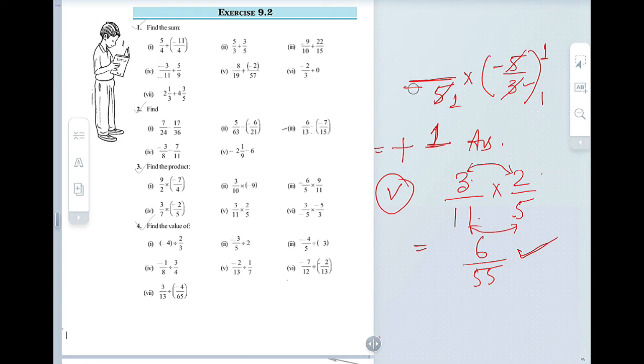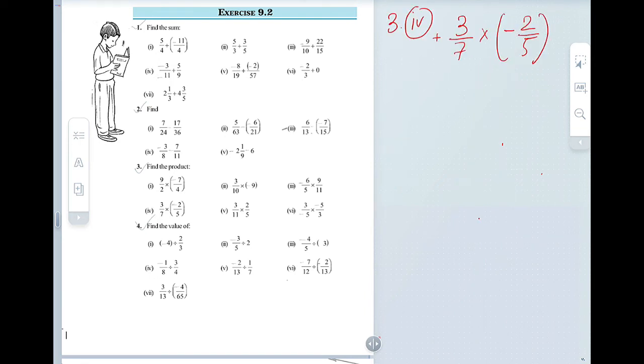Let us do the next one. So here you are getting plus 3 by 7 and here you are getting minus 2 by 5. Plus and minus, if you multiply these two signs, you will get a minus sign.